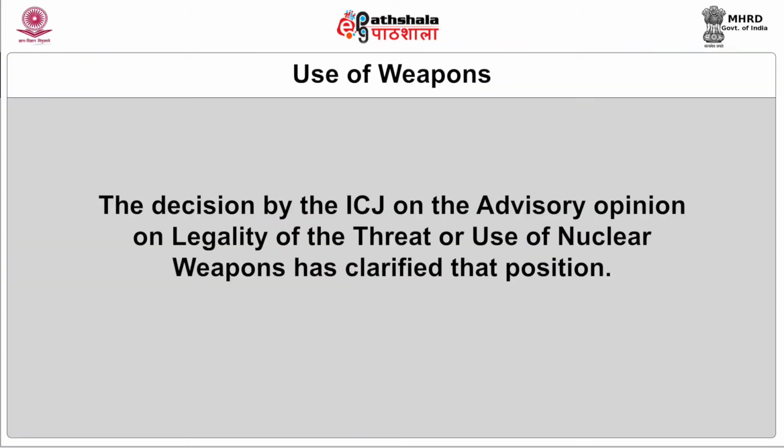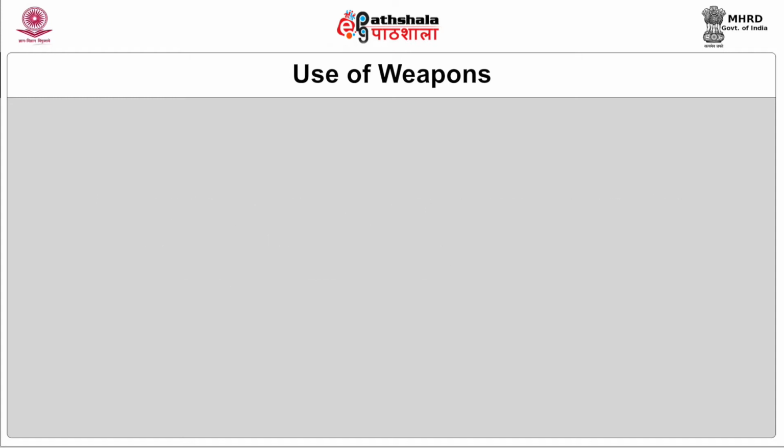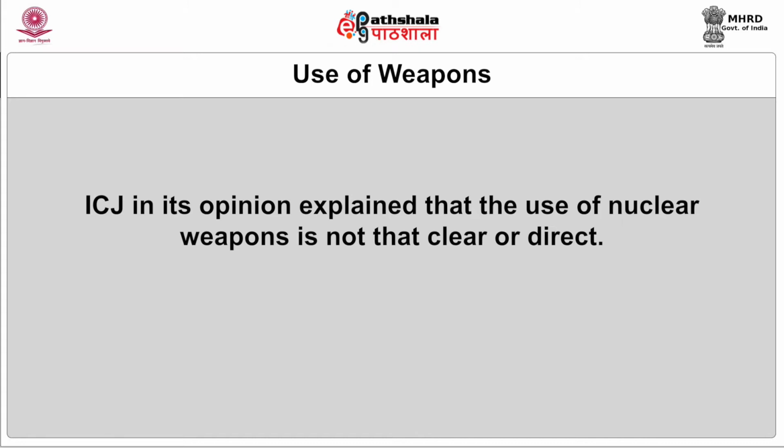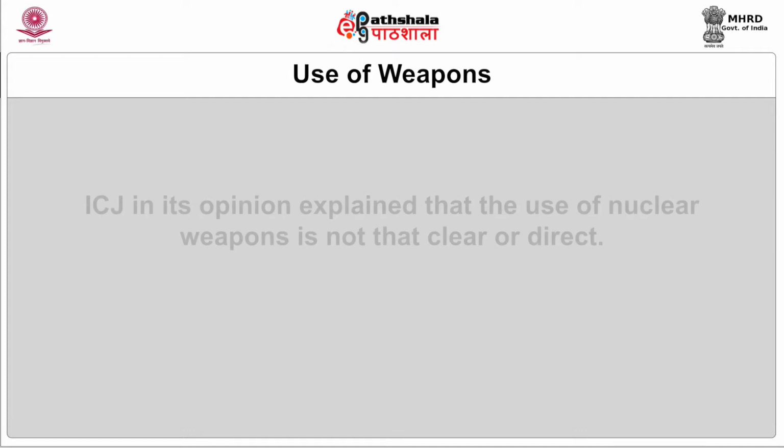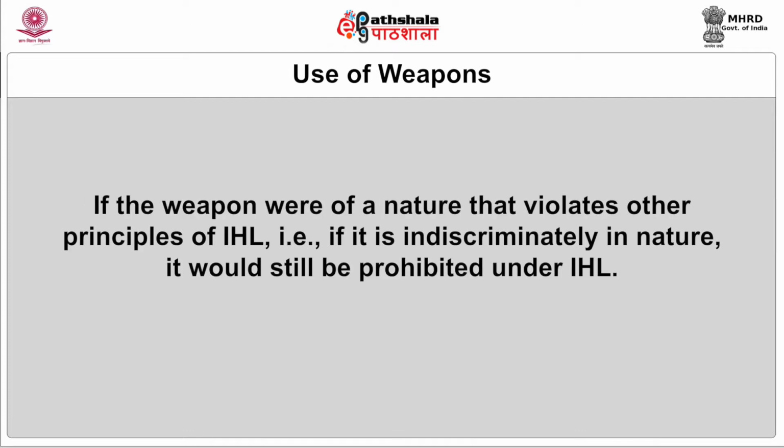The ICJ advisory opinion on the legality of the threat or use of nuclear weapons has clarified that position. The ICJ in its opinion explained that the position on the use of nuclear weapons is not that clear or direct. If the weapon were of a nature that violates other principles of IHL, that is, if it is indiscriminate in nature, it would still be prohibited under IHL. However, nuclear weapons, if they abide by the principles of IHL, are not prohibited.